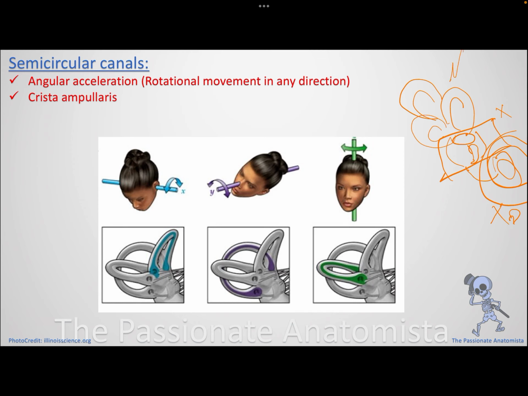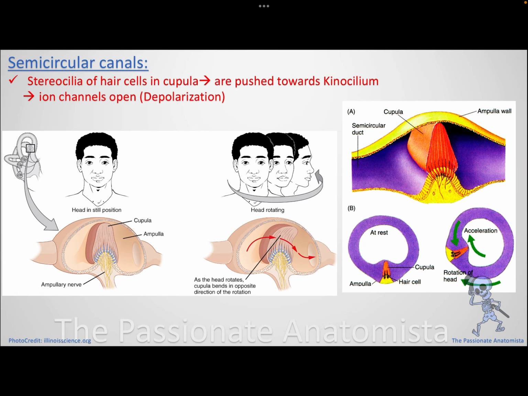Now, what happens in the semicircular canals? These are important for the balance when we have an angular acceleration. Any kind of rotational movement is going to be detected by the semicircular canals, and in that case, I'm going to balance myself. So angular acceleration by semicircular canals. Which part exactly? It's the crista ampullaris.